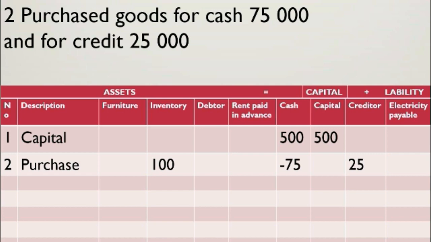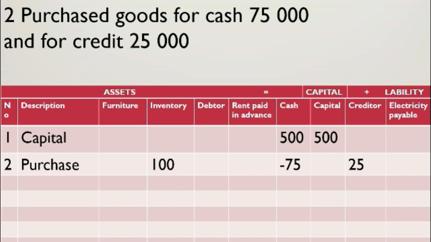At the same time, we are buying 25,000 worth goods for credit. So when we buy goods for credit, we will have something called creditor or payable. It is also known as payable. Which means it is the business obligation to repay that 25,000. So the creditor will increase by 25,000. So I am minusing 75,000 from the cash column and adding 25,000 to the creditor column.